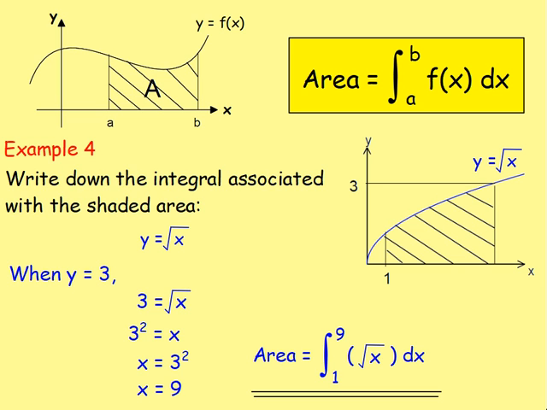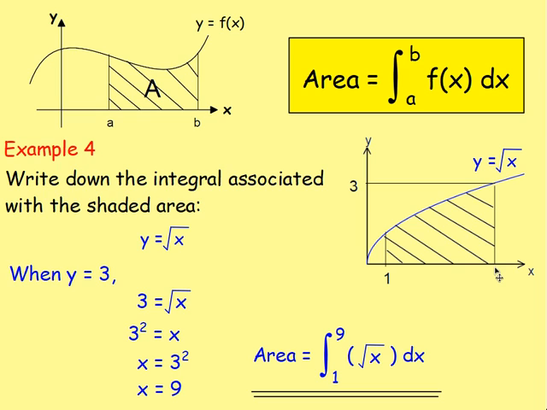We did a few examples with that, just showing how you would do it and what you would write down, and then we went on to actually solving that. So this one here, it was just write down the integral associated with the shaded area. We know our function is y equals square root of x, so if you want to find that area, you would integrate the square root of x. Again you need your limits. Our lower limit is going to be 1, but we'd need the upper limit.